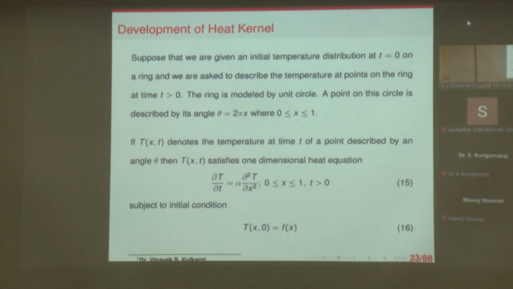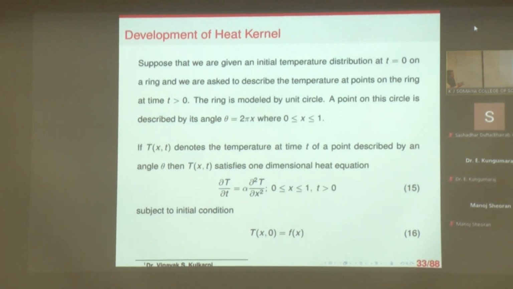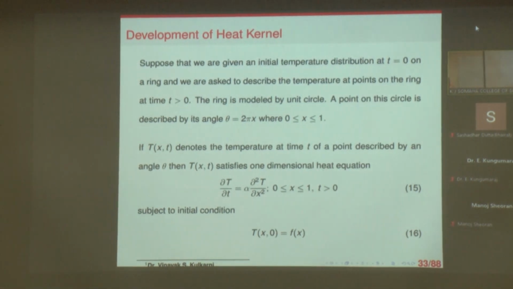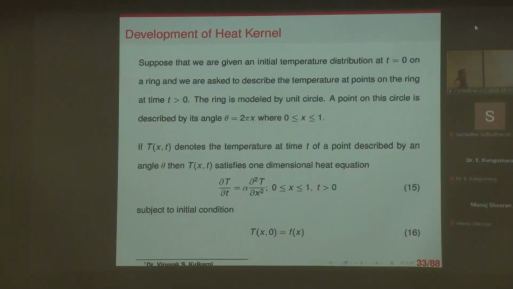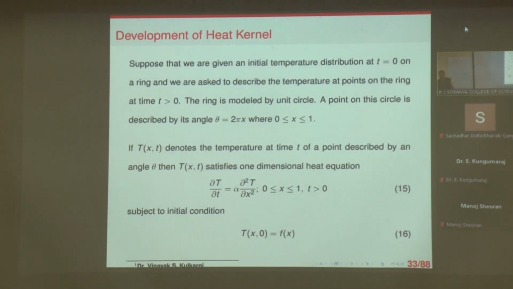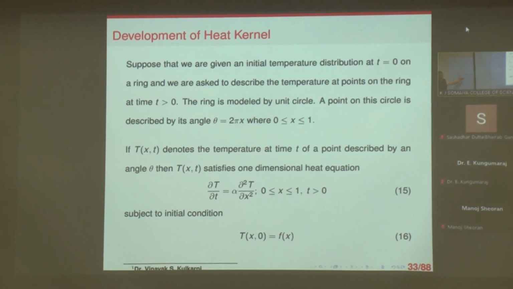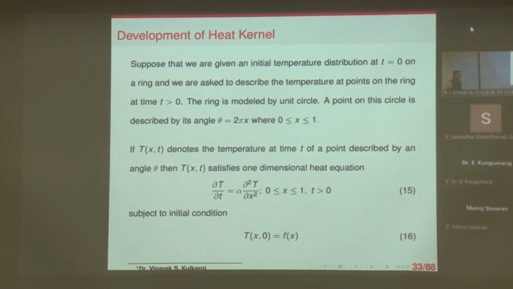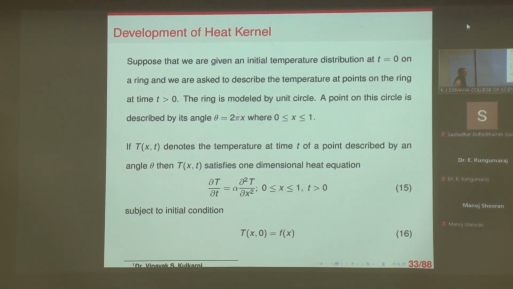Now the point on the circle is described by theta equals 2 pi x, and our problem is now again T(x,t), which represents the temperature at a particular point x at a particular time instant t. Okay, and here x is represented in terms of theta. The relation between theta and x is theta equals 2 pi x. It satisfies the one-dimensional heat equation. Again, this is a one-dimensional heat equation problem. Okay, where x varies from 0 to 1, the time variable varies with t greater than or equal to 0, and subjected to the initial temperature T(x,0) equals f(x). So this is the problem under consideration.